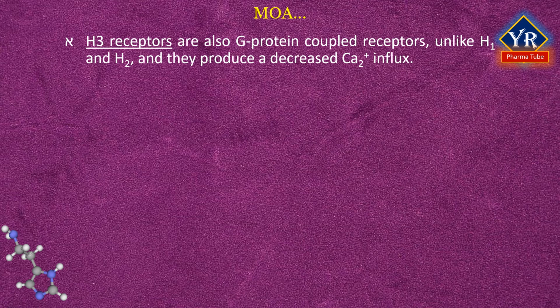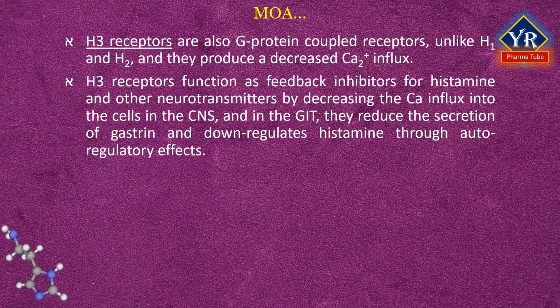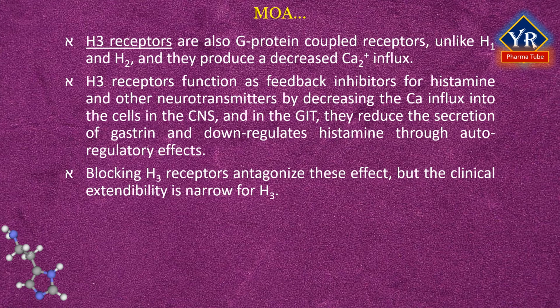Unlike H1 and H2, they produce a decreased calcium influx. H3 receptors function as feedback inhibitors for histamine and other neurotransmitters by decreasing the calcium influx into the cells in the CNS and GIT. They reduce the secretion of gastrin and downregulate histamine through autoregulatory effects. Blocking H3 receptors antagonizes this effect, but the clinical usefulness is narrow for H3.